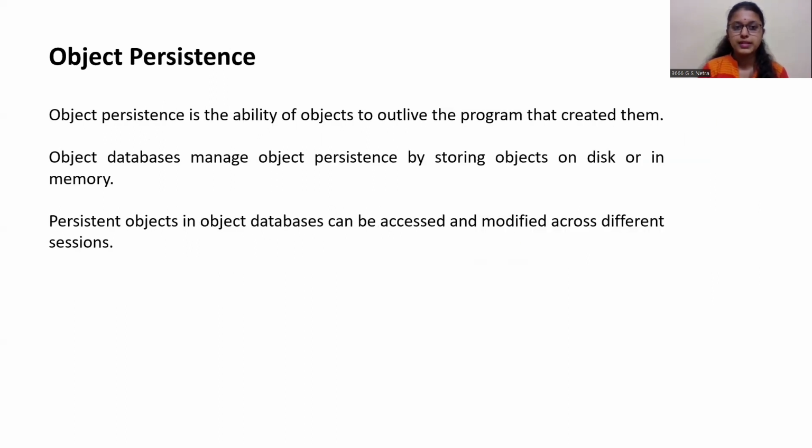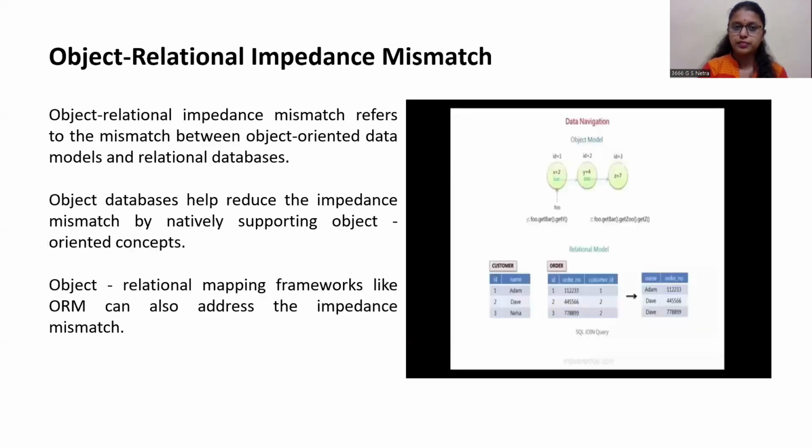Next is object persistence. Object persistence is the ability of objects to outlive the program that created them. Object databases manage object persistence by storing objects on disk or in memory. Persistent objects in object databases can be accessed and modified across different sessions.